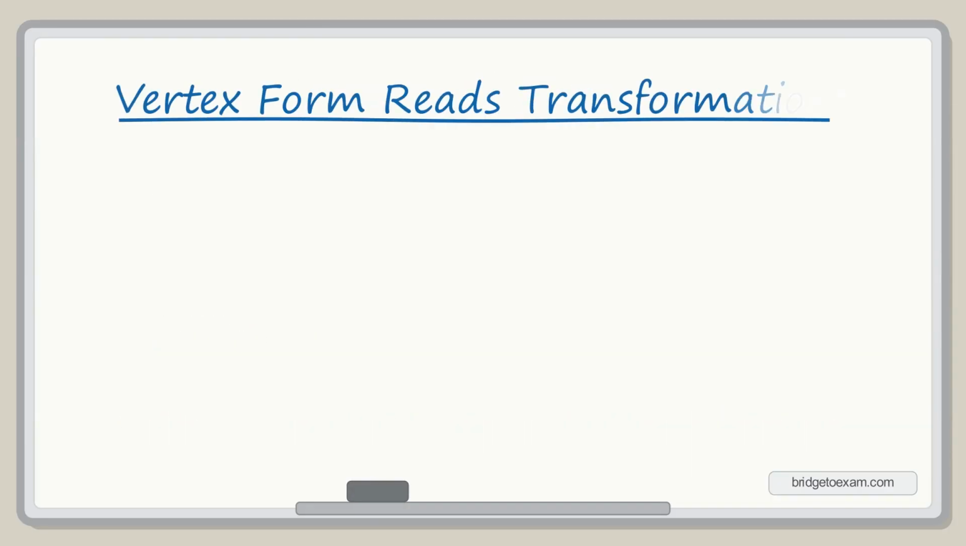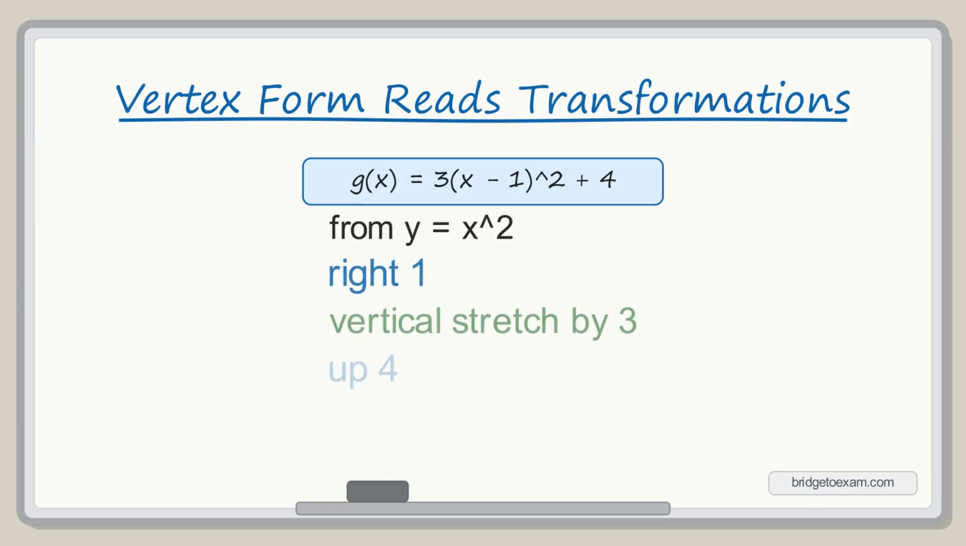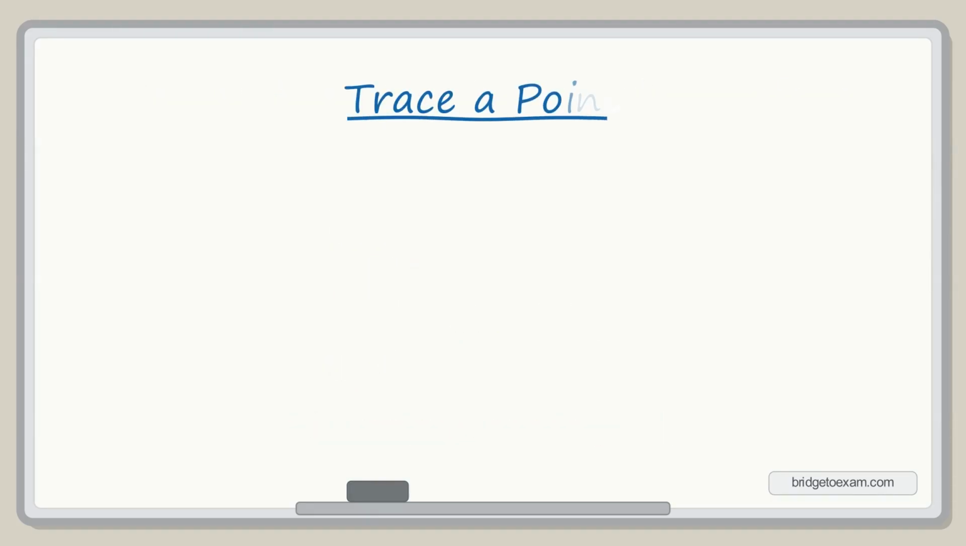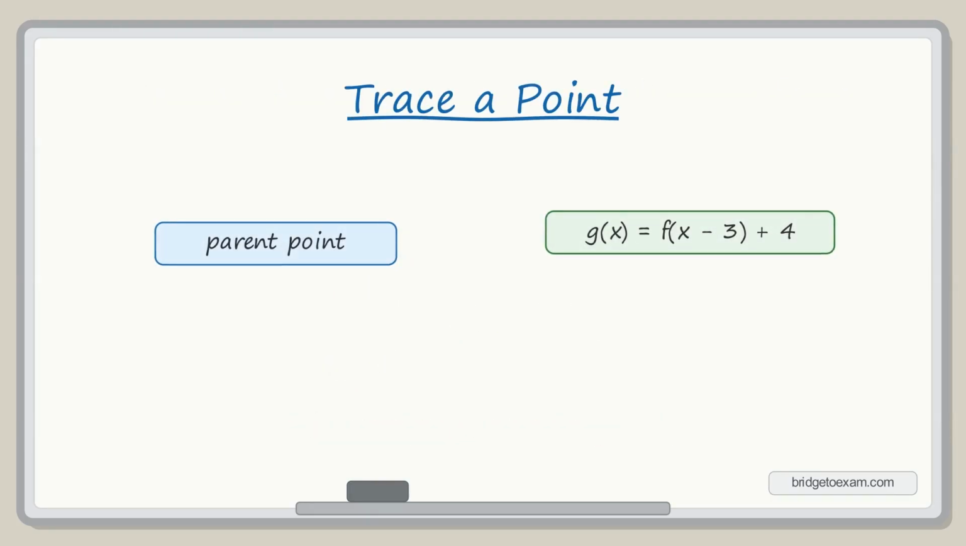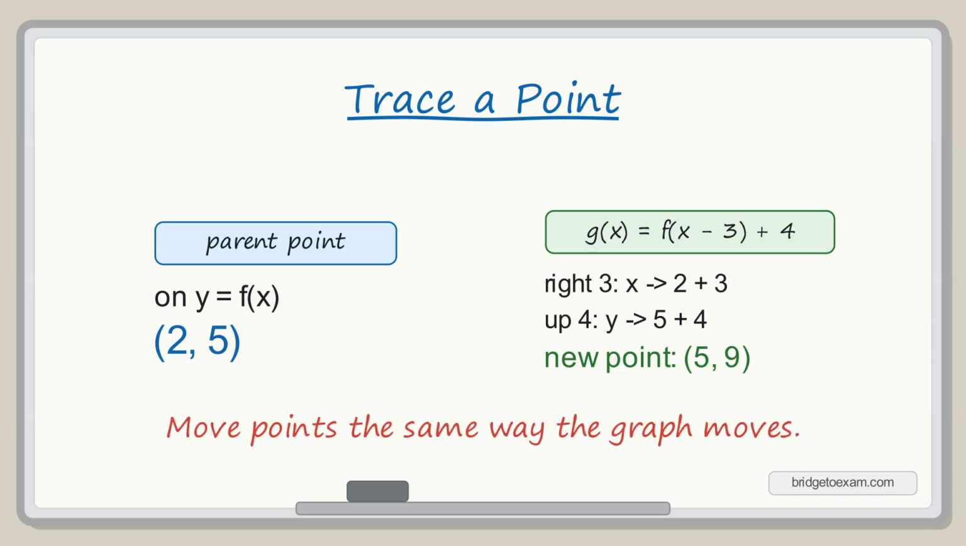Vertex form makes transformations visible. 3 times x minus 1 squared plus 4 shifts the parent parabola right 1, stretches vertically by 3, and moves it up 4. To trace a point, move it with the graph. For f of x minus 3 plus 4, every point moves right 3 and up 4. The point 2, 5 becomes 5, 9.